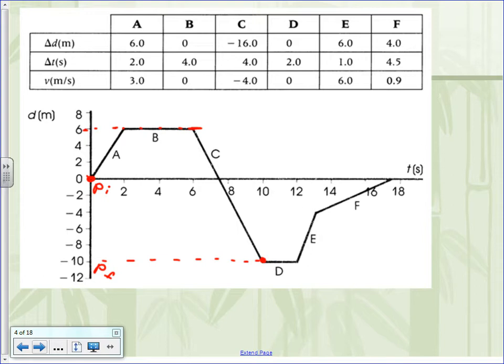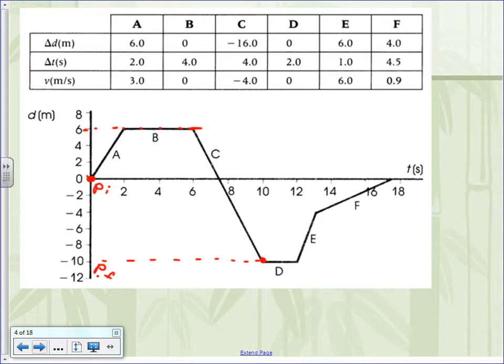What's their displacement between 0 and 10 seconds? Phil? -10 meters. Okay, how did we figure that out? We went final position minus initial position. Okay, -10 minus 0 is -10. All right, everybody follow that.